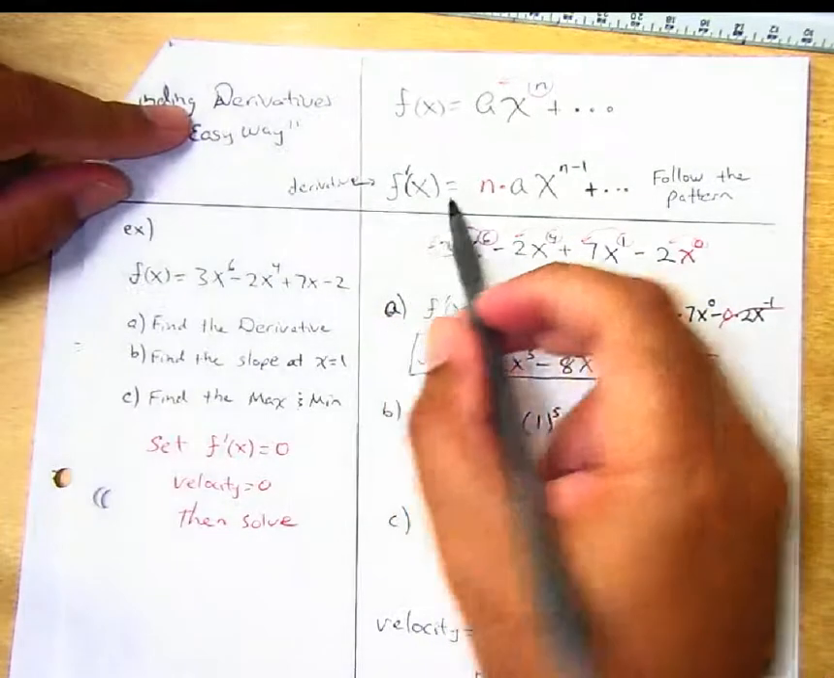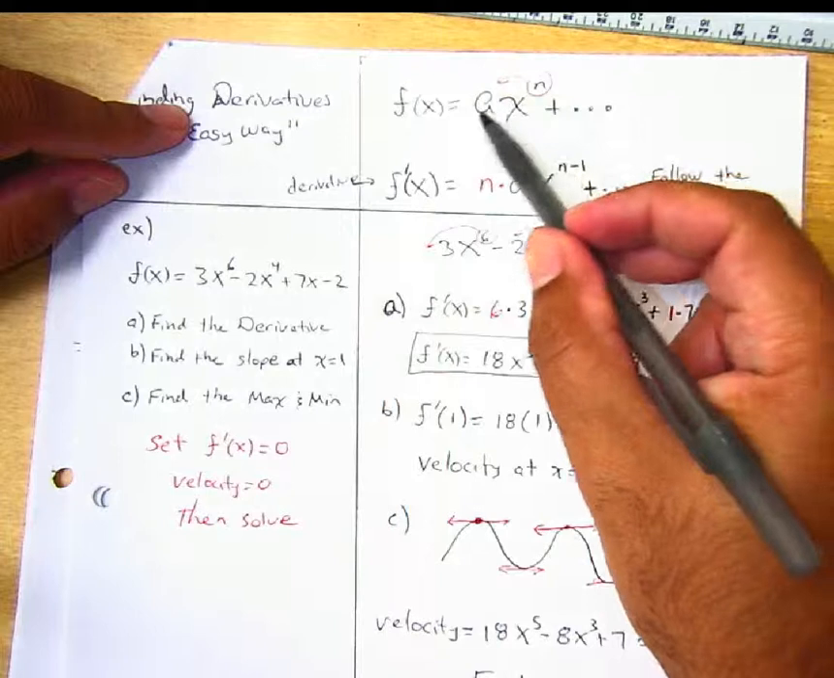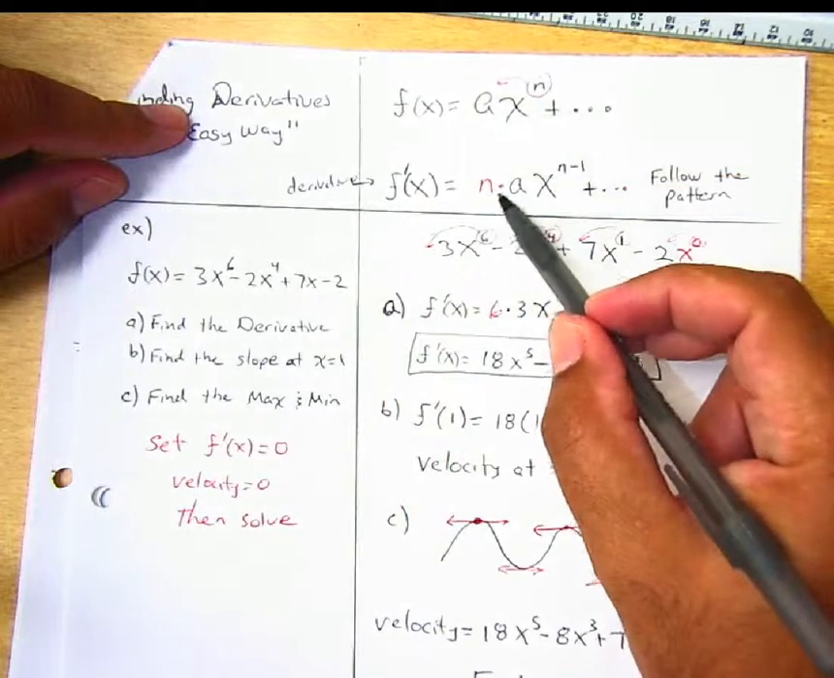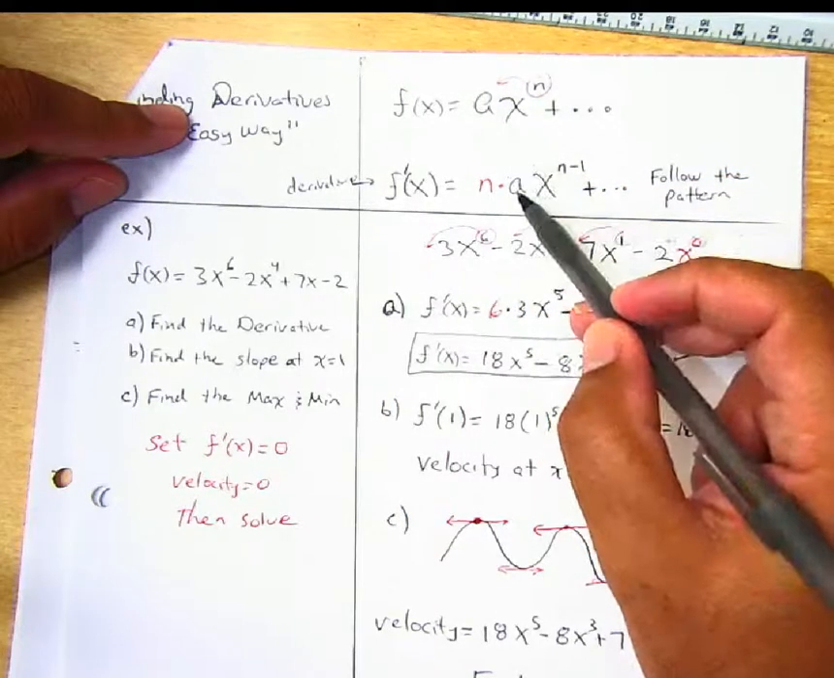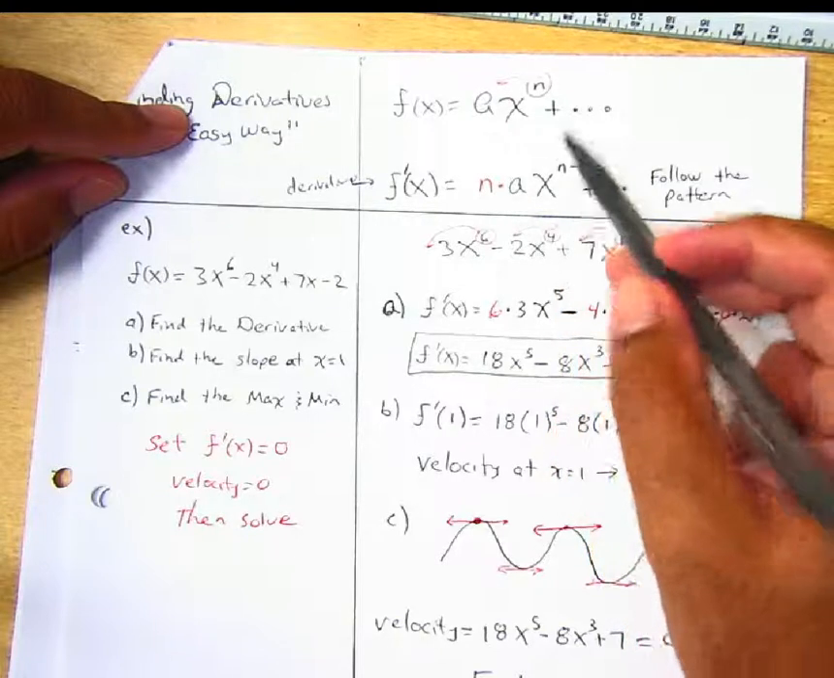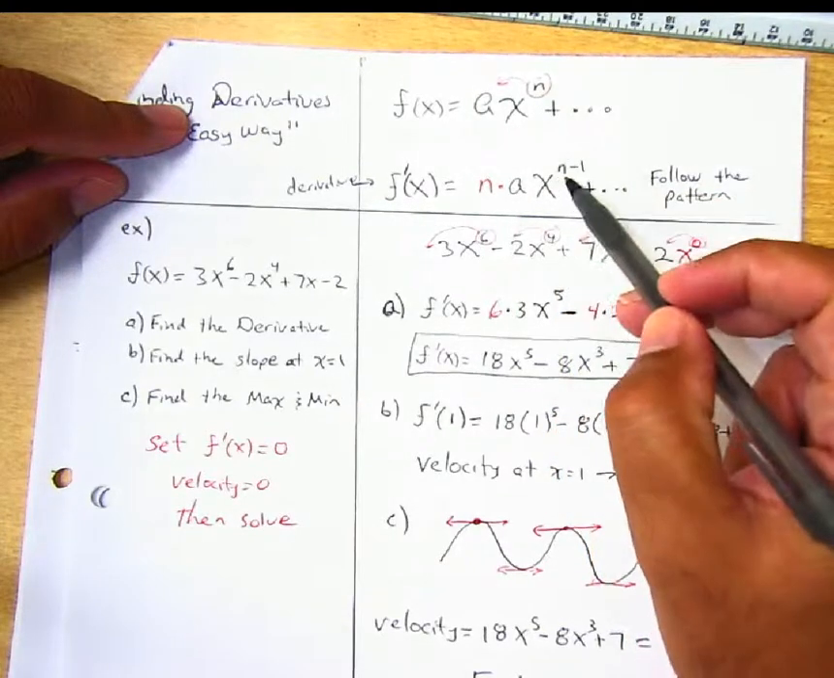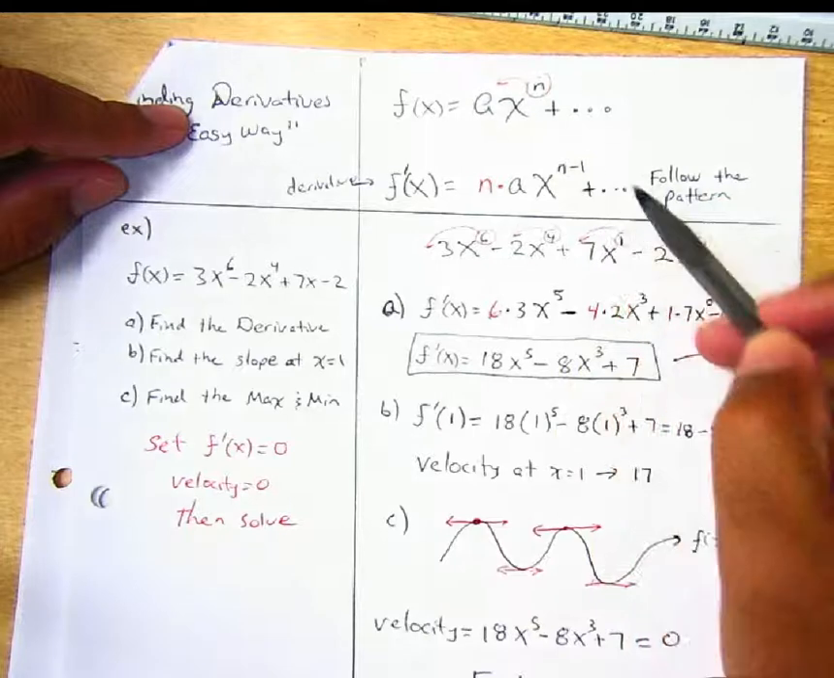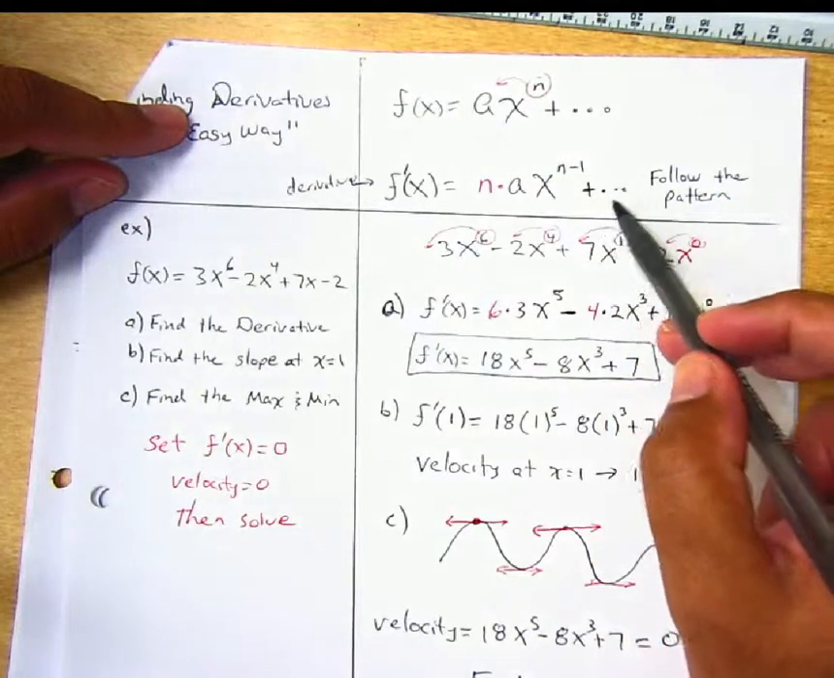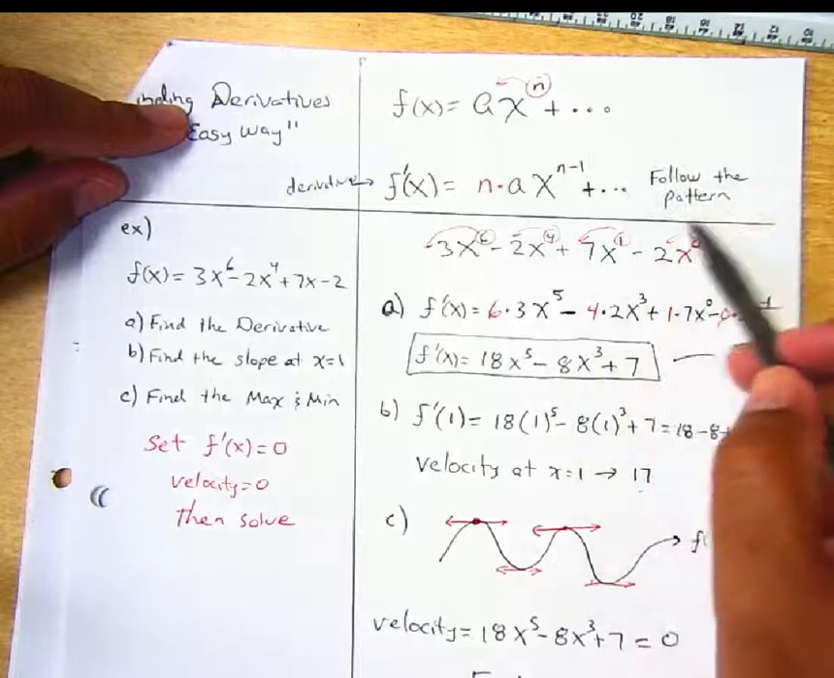So to find the derivative, let's follow the two rules that I talked about. You bring the exponent down and you get n times whatever number is there. So n times a, that becomes the new coefficient. And the exponent goes from n, it gets reduced by 1, so n minus 1. And you do this for all the terms in the original polynomial. So you just follow the pattern.